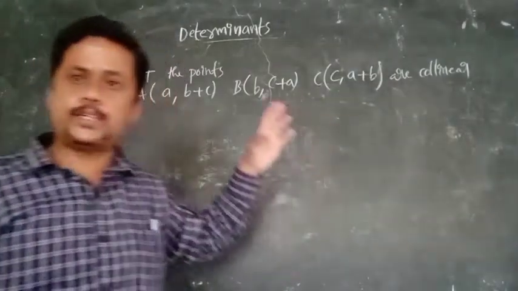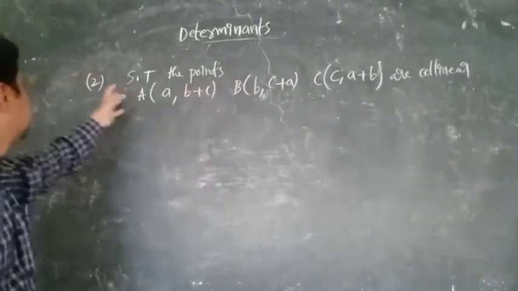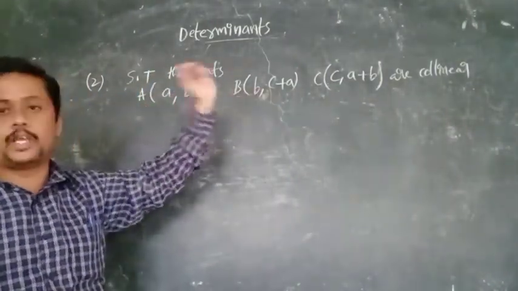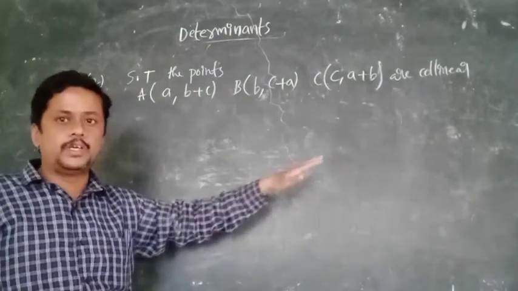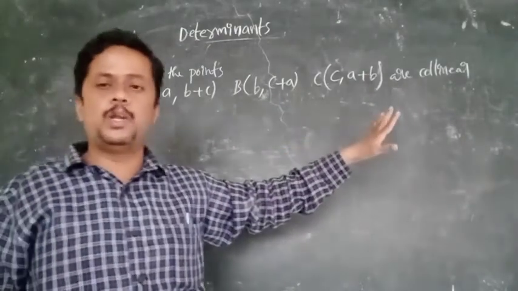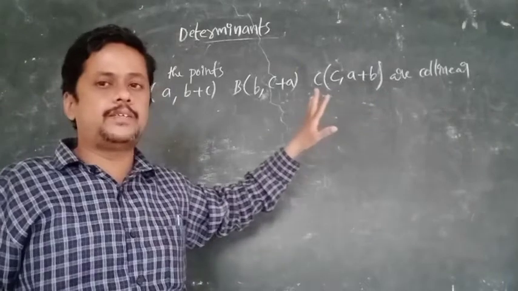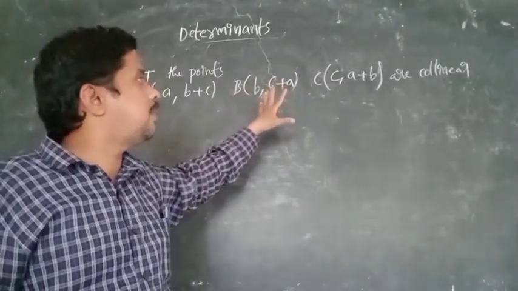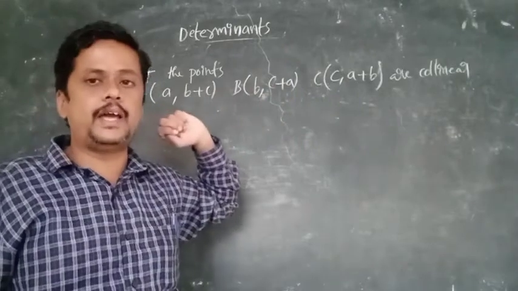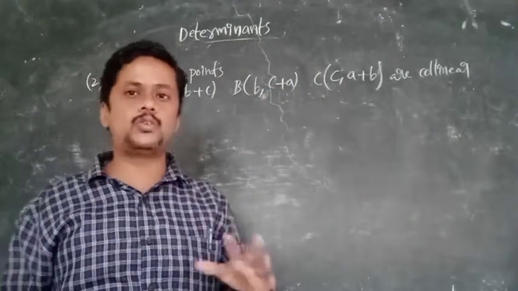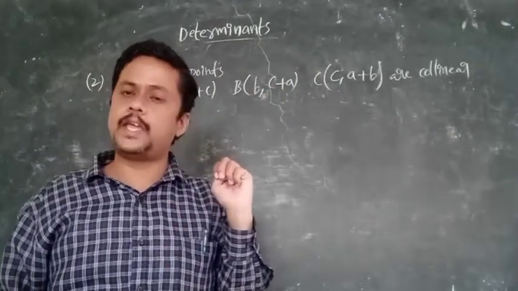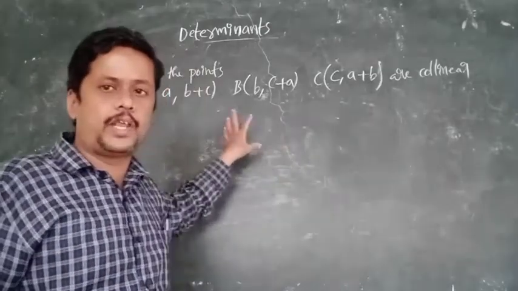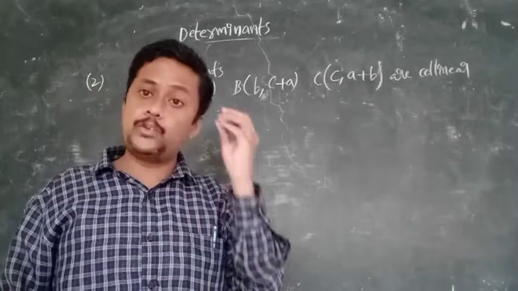We'll see the next question. Very, very important. Show that the points A, B, C are collinear. Already told, when I was telling the formula. In order to prove that 3 points are collinear, what to prove? Area should be 0. Area of the triangle equal to 0 means that the 3 points are collinear.